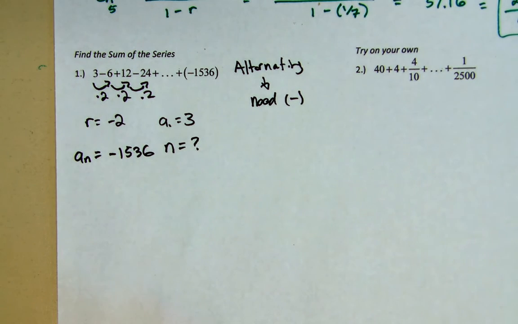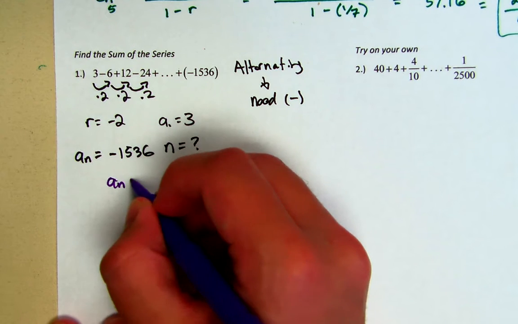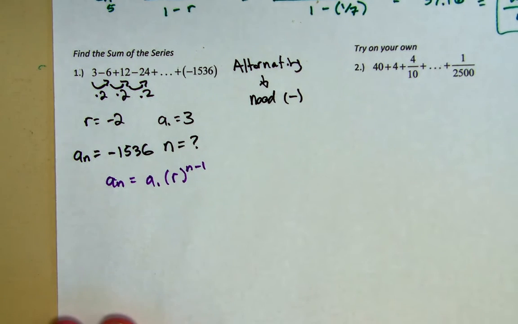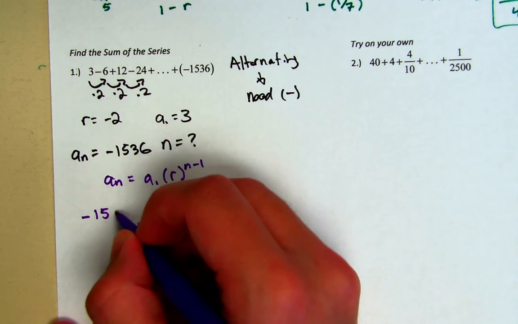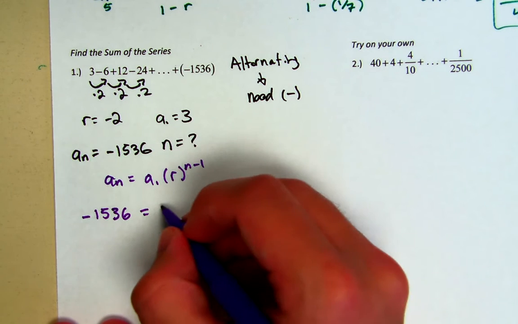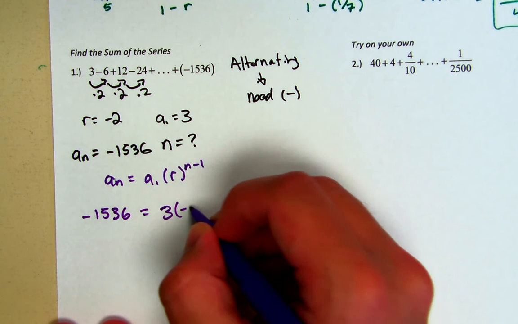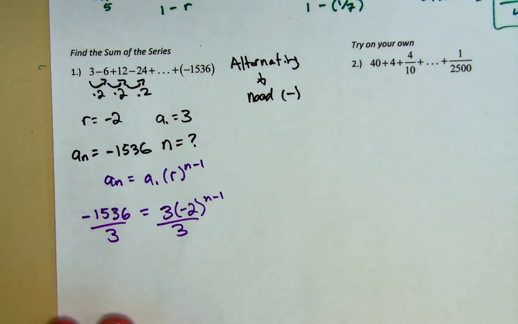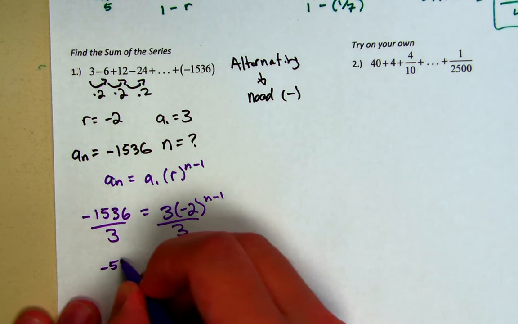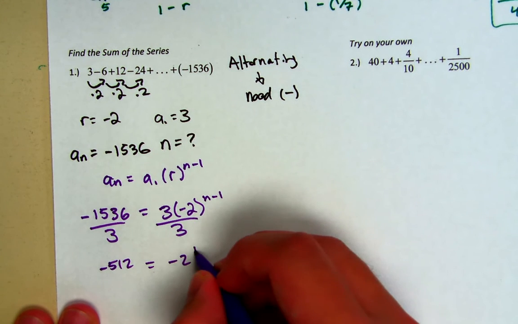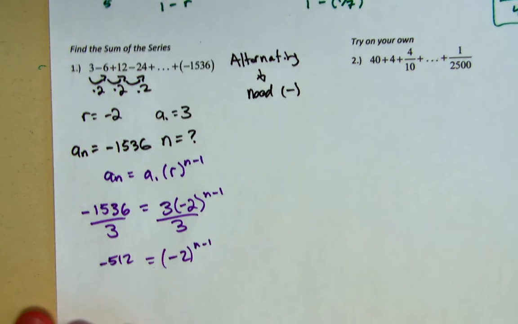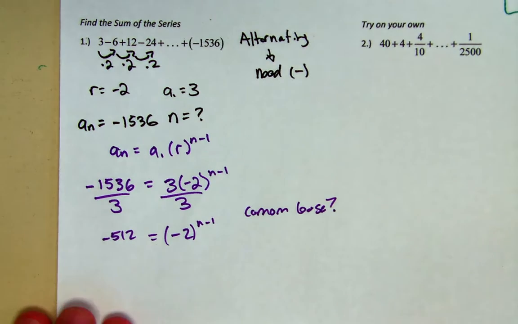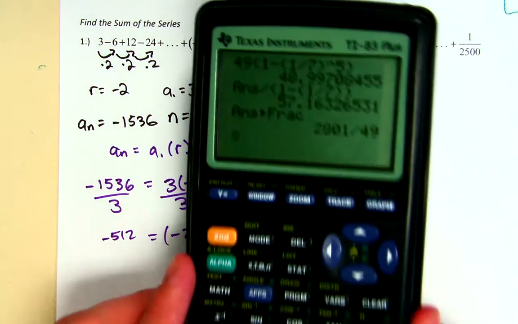1,536. Well, now we have to use our formula. an equals a1 r to the n minus 1, and fill in what we know. We know the last term is negative 1,536. First term is 3. Negative 2 raised to the power n minus 1. Divide by 3, divide by 3. Get negative 512 equals negative 2 to the n minus 1. So the question is, is there a common base? We probably should try 2, since we have 2 there.